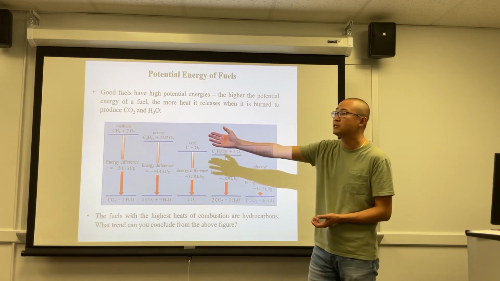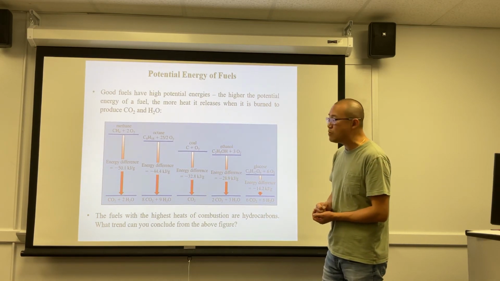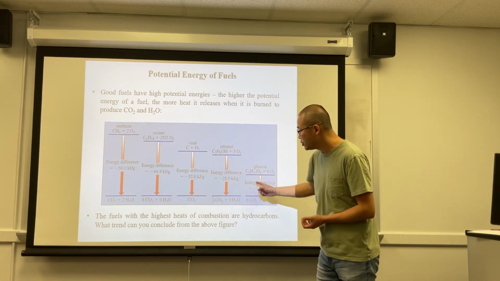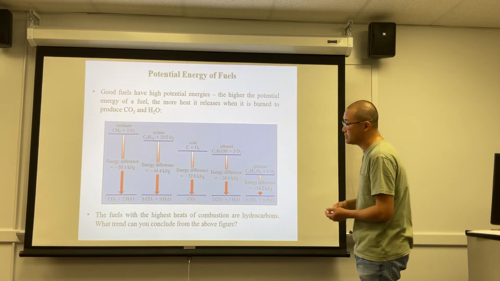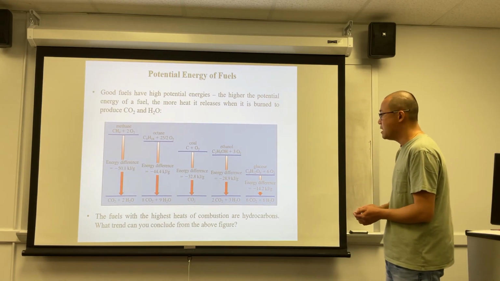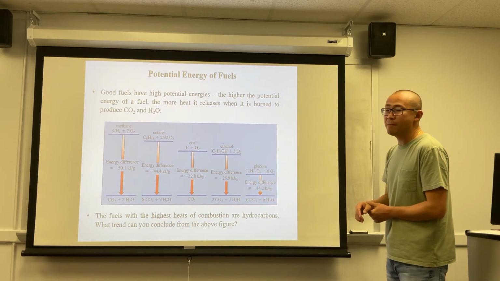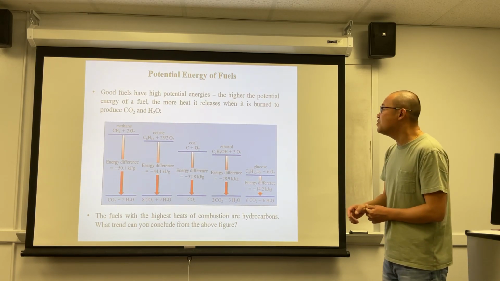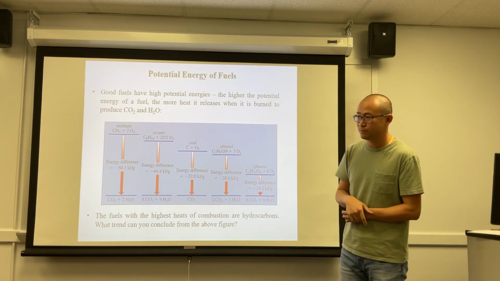You can see that different fuels, when they burn, release different amounts of energy per gram. These numbers are all given per gram, meaning 1 gram releases this much energy. And because they release different amounts of energy, these fuels have different potentials.